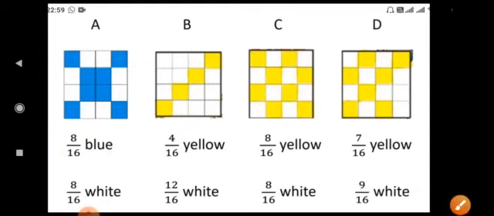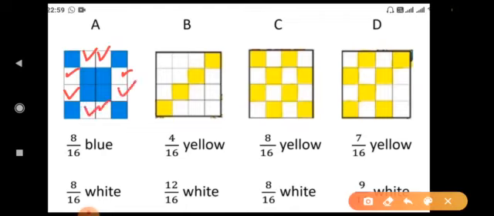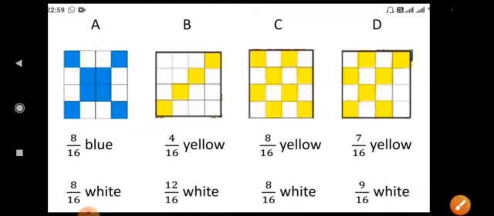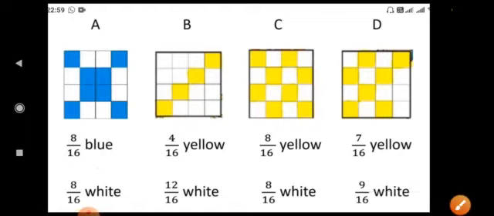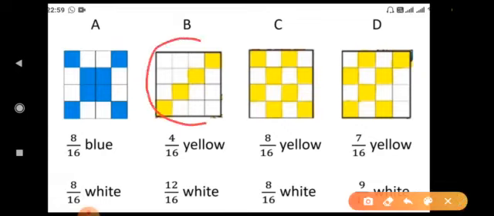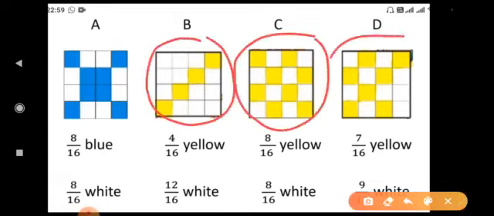Now if I want to write fraction for white squares, first let us count white squares: 1, 2, 3, 4, 5, 6, 7, 8. So I will write 8 in numerator and total number of squares in denominator, that is 16. So fraction will become for white part 8 upon 16. Same way you have to solve for square B, C and D.